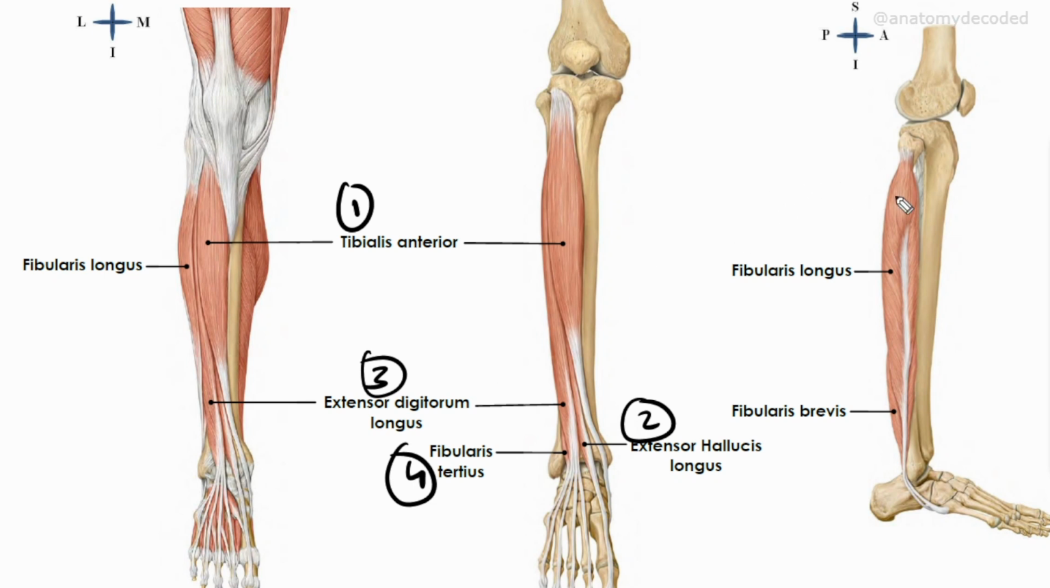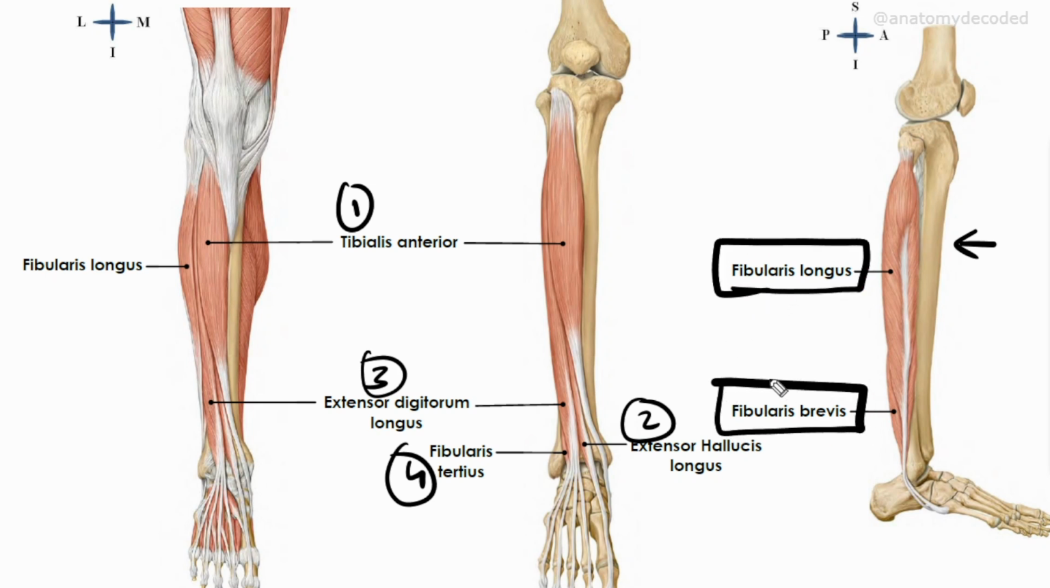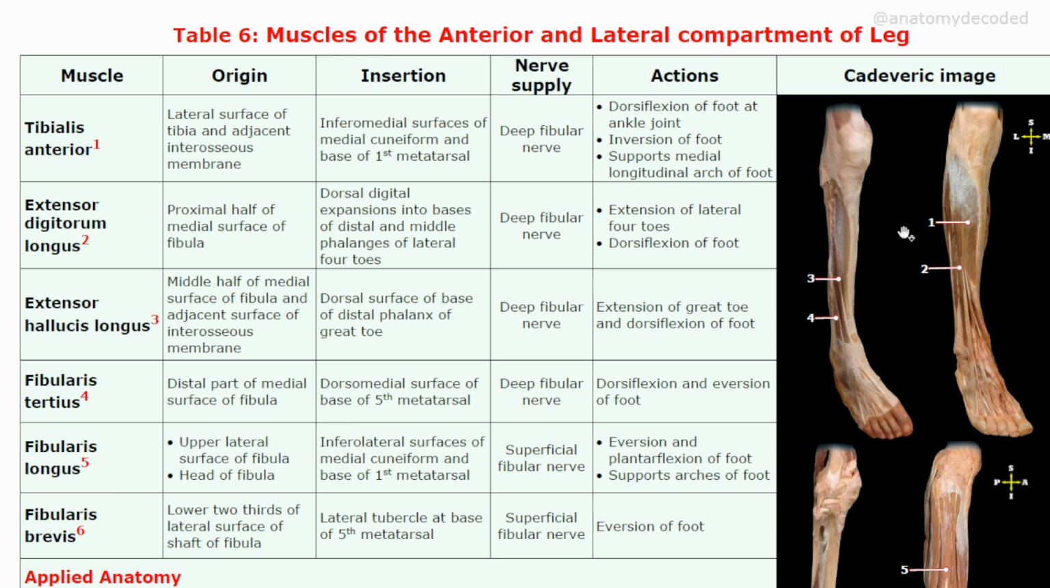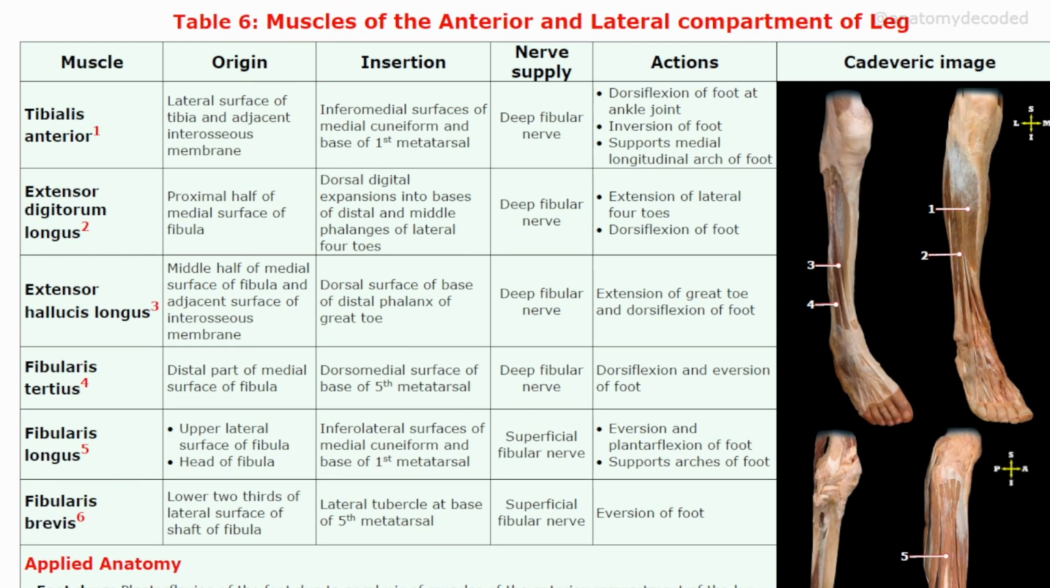And for the muscles in the lateral compartment of the leg, we are looking at a lateral view. There are 2 muscles, the fibularis longus muscle and the fibularis brevis muscle. So a brief overview of the location of these muscles is clear. Now we'll study these muscles with the standard headings: origin, insertion, nerve supply, and actions.